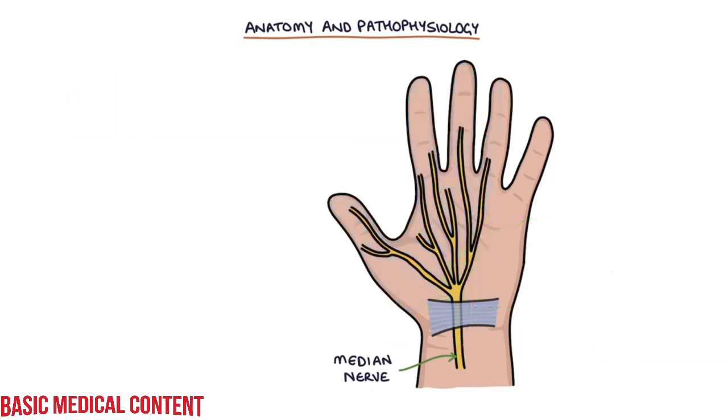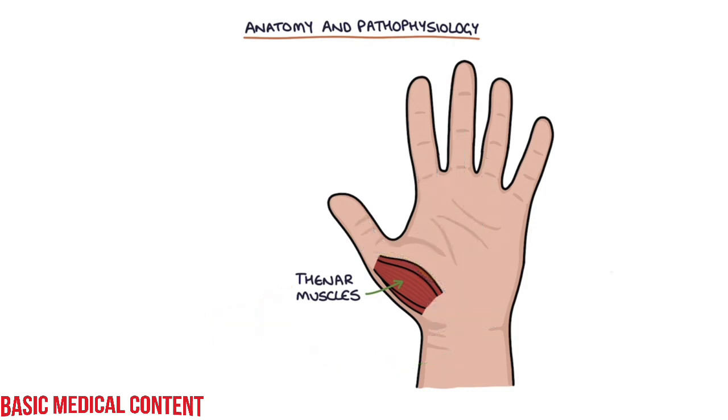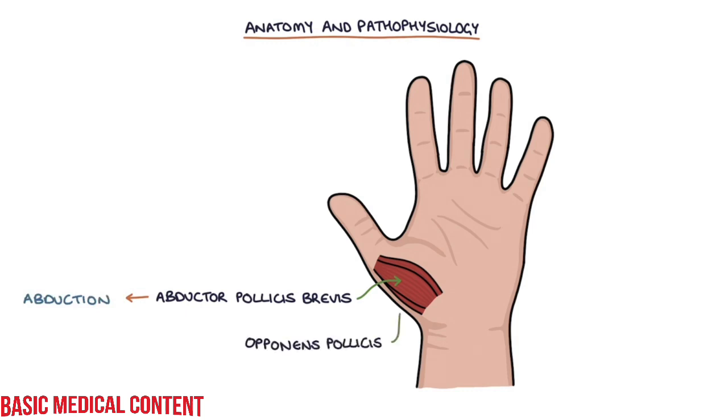The median nerve also supplies the motor function to the three thenar muscles. These three thenar muscles make up the muscular bulge at the base of the thumb that's responsible for thumb movements. The abductor pollicis brevis causes thumb abduction, the opponens brevis causes thumb opposition, and thumb opposition is where the thumb reaches across the palm of the hand to touch the tips of the fingers, and the flexor pollicis brevis, which is responsible for thumb flexion.